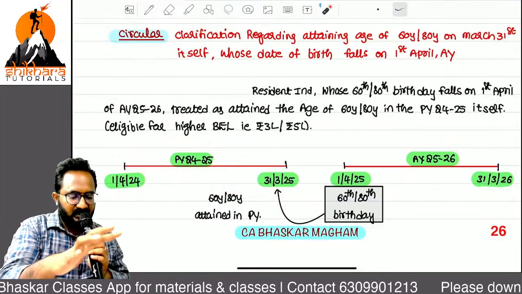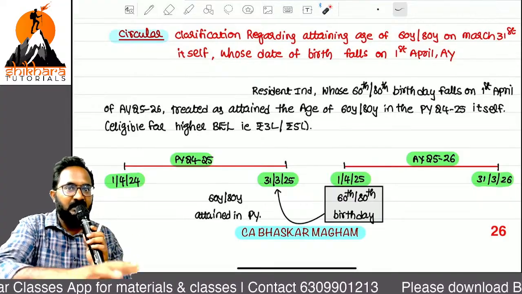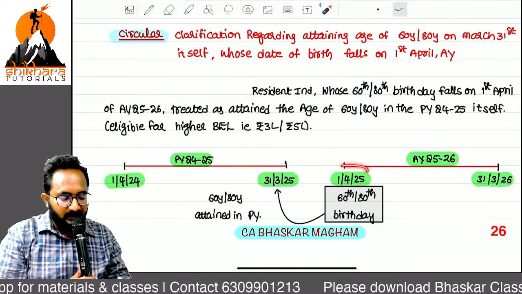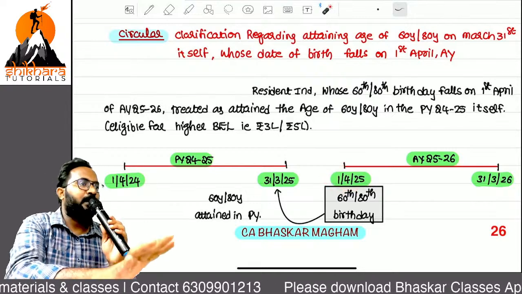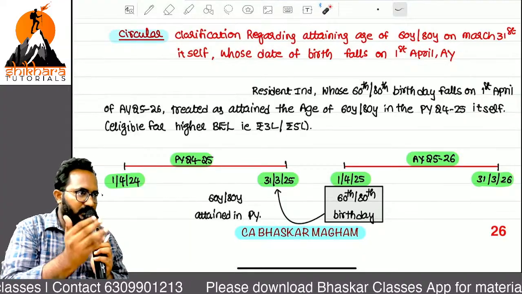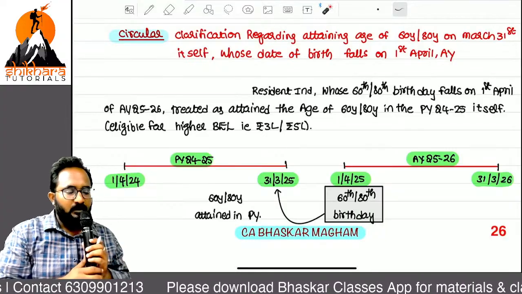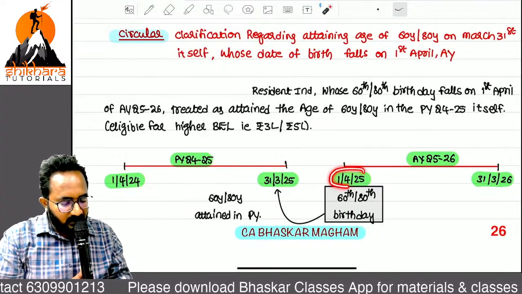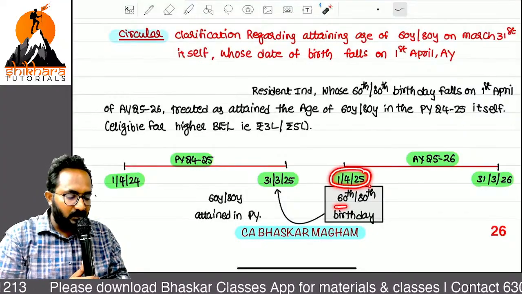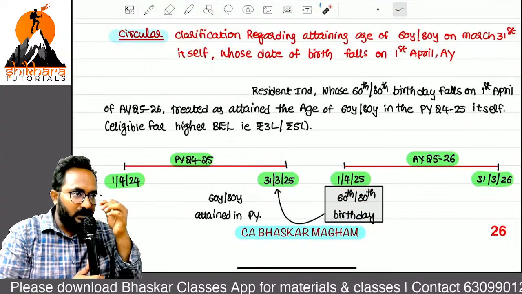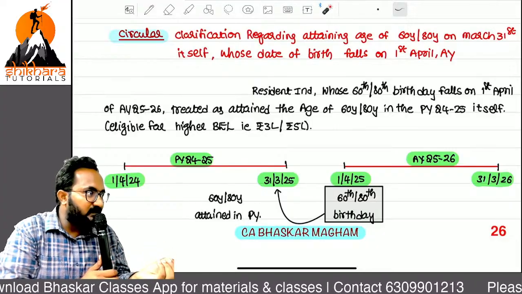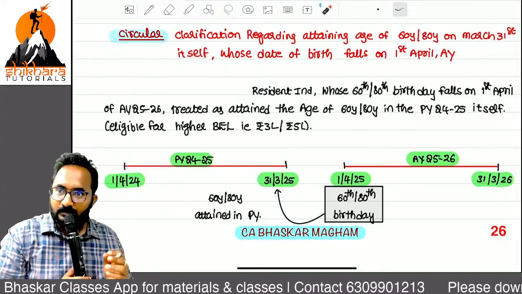This circular. Again I am saying, this is a circular. It is only applicable for those whose birthday falls on 1st April. Is anyone here? Any one of you whose birthday falls on 1st April? Okay, here on 1st April 2025 they are celebrating either the 60th or 80th birthday. Just because of one day, they are losing what status? Senior citizen or super senior citizen.